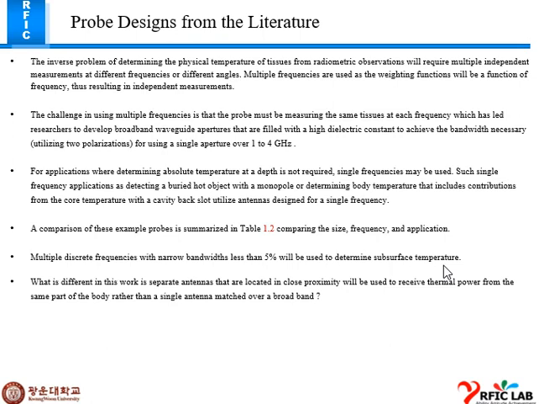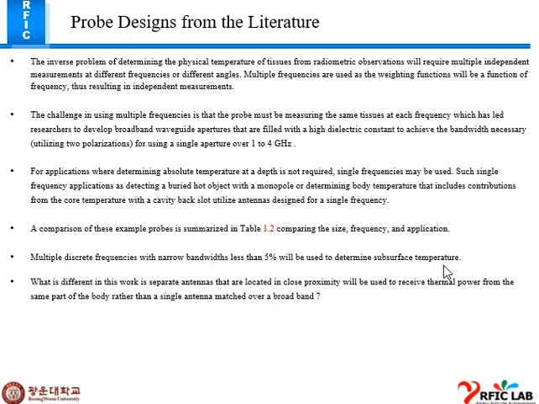What are the designs and how do they proceed from the literature? The inverse problem of determining the physical temperature of tissues from radiometric observation will lead to multiple independent measurements at different frequencies or different angles. Multiple frequencies are used, as the weighting function will be a function of frequency, thus resulting in an independent measurement.